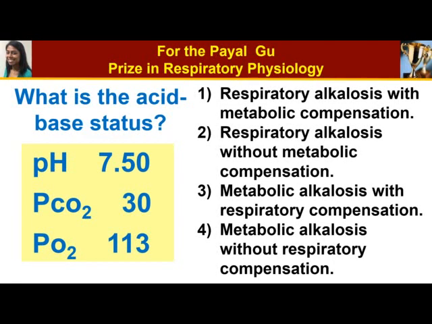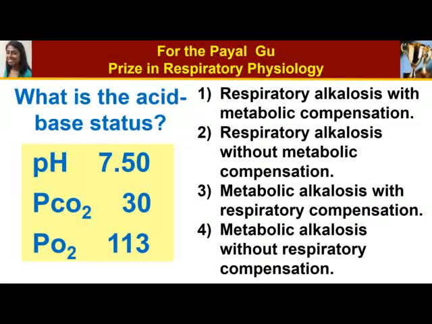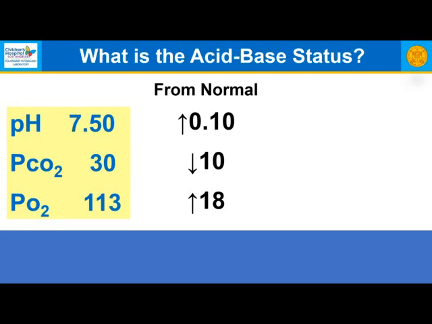What about this one? So here we have a pH of 7.50, PCO2 of 30. So is it a respiratory alkalosis with metabolic compensation, respiratory alkalosis without metabolic compensation, respiratory alkalosis with respiratory compensation, or metabolic alkalosis without respiratory compensation? There is an alkalosis, obviously. So let's look. The pH is up 10 hundredths of a pH unit. PCO2 is down 10. For a PCO2 of 30, what pH would you expect? It would be 10 higher than normal, or 7.5.